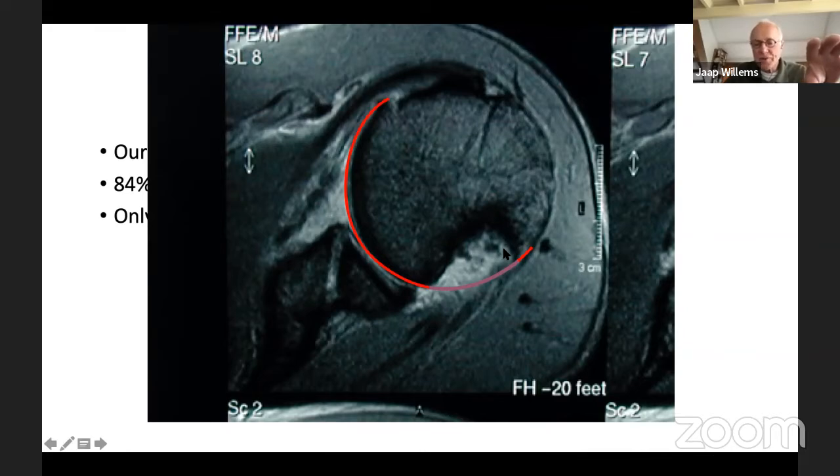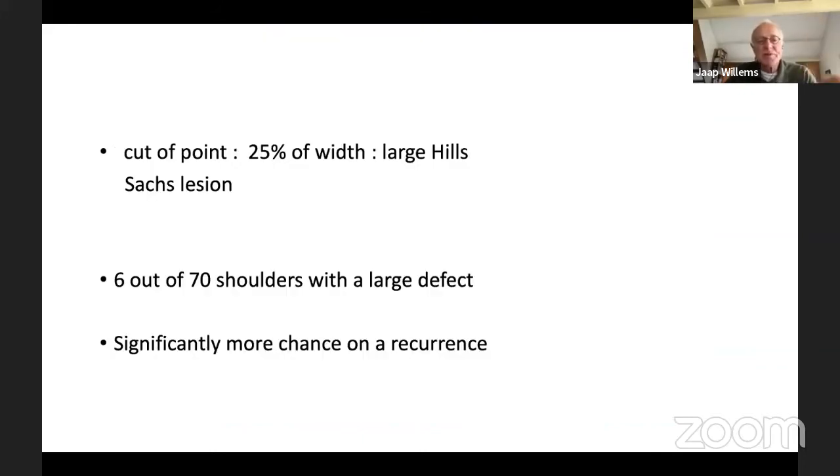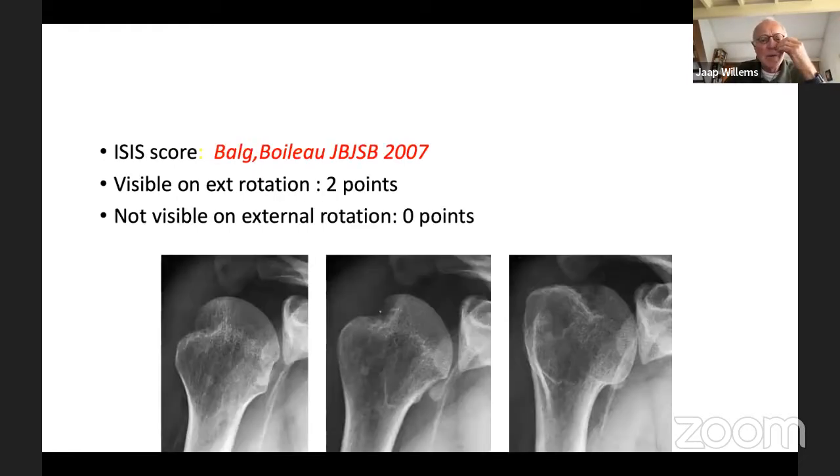The cutoff point is 25% of the width which I measured. 6 out of the 70 shoulders had such a large defect, more than 25% of the width, and there was a significantly higher chance of recurrence. So that was for me also the proof that width can be helpful in detecting the importance of the Hill-Sachs lesion. This has already been discussed earlier.